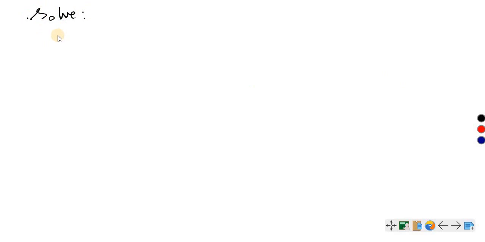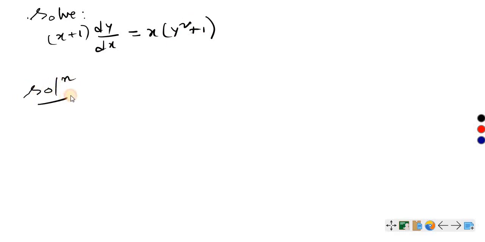Solve (x + 1) dy/dx = xy² + 1. So this is the differential equation here. Now how can we solve this? Let us see the steps. So at first, the solution. Let us see the solution here.